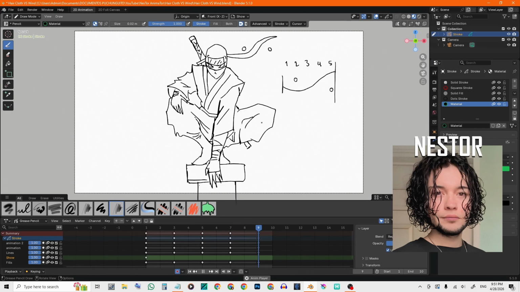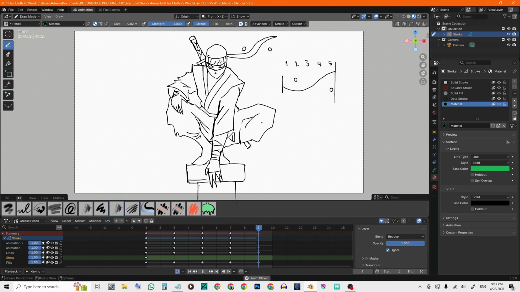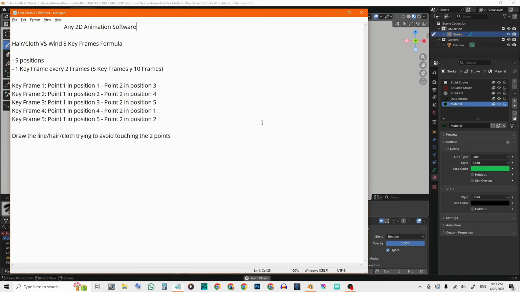Hey, this is Nestor, the animator, and today I'm gonna help you master once and for all that hair or cloth animation against the wind. It's pretty easy to get done and quite fast. As you can see in the formula right here, it only consists of 5 keyframes. This means that you only have to draw 5 different things and you are done.